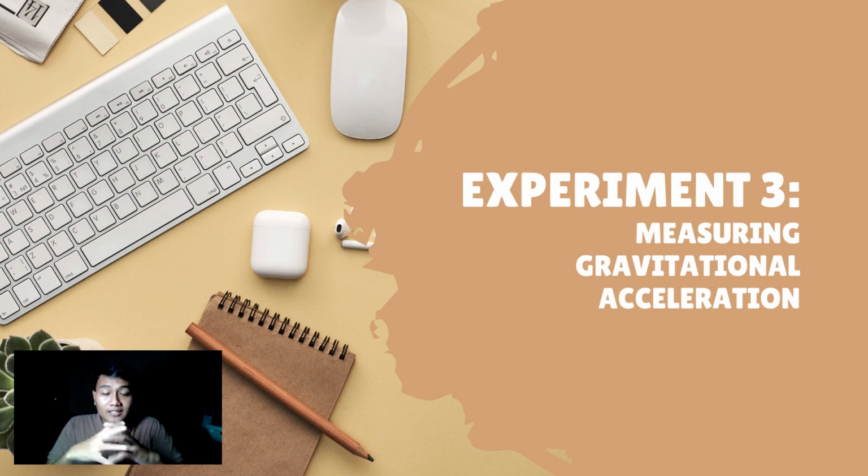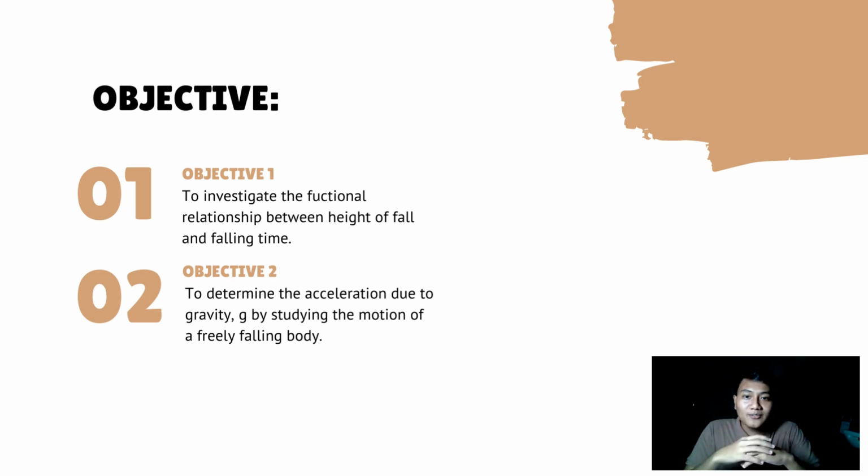Today we want to present about experiment 3, measuring gravitational acceleration. In this experiment, we have two objectives. Objective number one, to investigate the functional relationship between height of fall and falling time. Objective number two, to determine the acceleration due to gravity by studying the motion of a freely falling body.